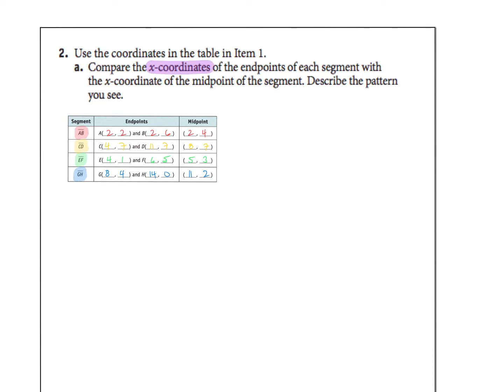Looking at the x coordinates, for the midpoints, it's going to be these highlighted numbers, 2, 8, 5, 11. And for the endpoints, it's going to be 2 and 2, 4 and 11, 4 and 6, 8 and 14. Now we have to look at the midpoints' x coordinates. If we first look at segment AB, we can see the x coordinate is the same. So we can go ahead and write that down. The x's are the same. But if you notice for the rest of them, segments CD, EF, and GH, they're not.